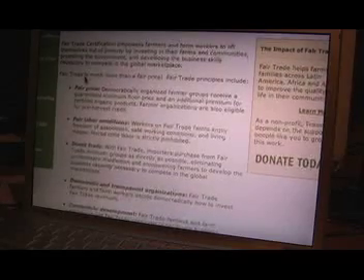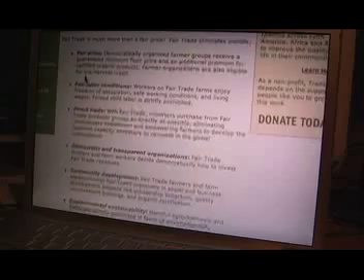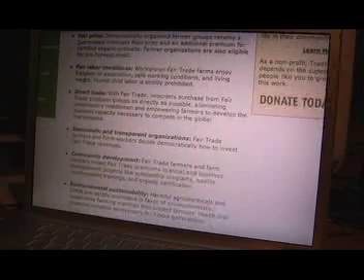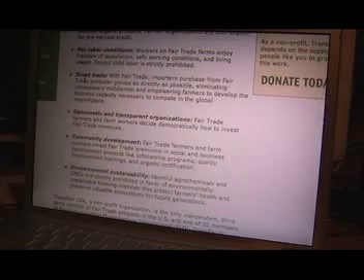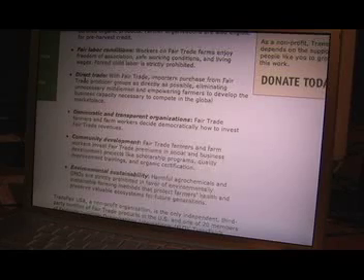Direct trade is another certification. Democratic and transparent organizations, community development, and one of the most important things is environmental sustainability. GMOs and harmful agrochemicals are strictly prohibited. So with fair trade products, you are guaranteed that they're environmentally friendly.